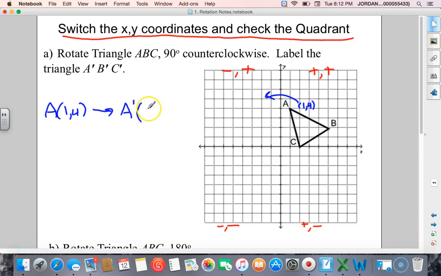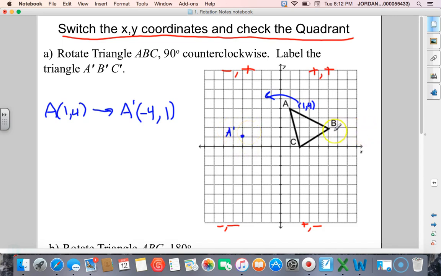Alright, so we're still going to switch it to 4 and 1. So those still swap, but the x's are now negative. Sorry about that. And the y's stay positive. So the point is negative 4, positive 1. Negative 1, negative 2, negative 3, negative 4, positive 1. So that's going to be my A prime. Alright, is this point right here.